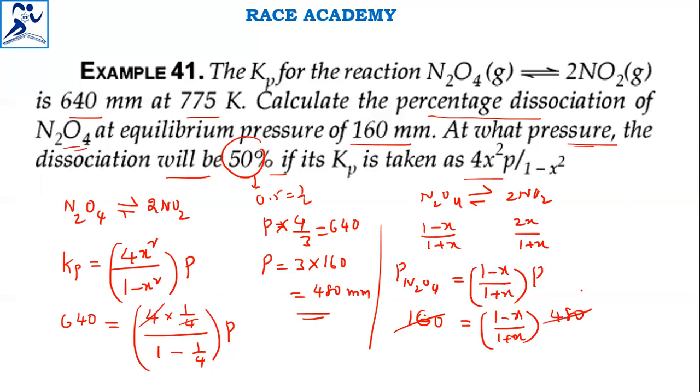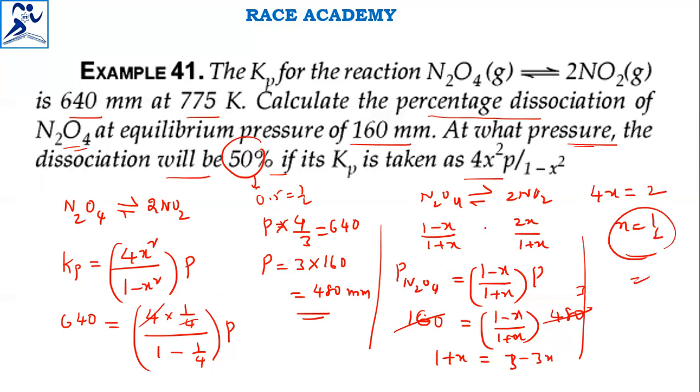So the 3 times get cancelled. Then 1 plus x is equal to 3 minus 3x. After simplification, 4x is equal to 2. So x is equal to 1 by 2. So here we calculated the percent dissociation of N2O4 at equilibrium pressure 160.